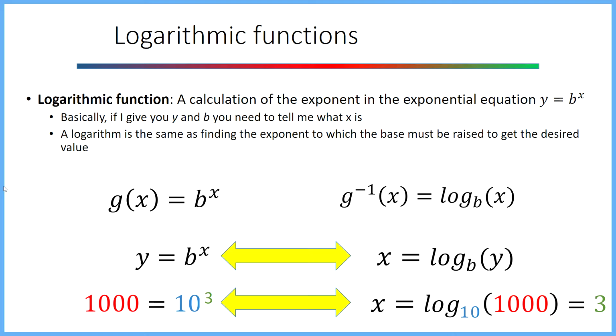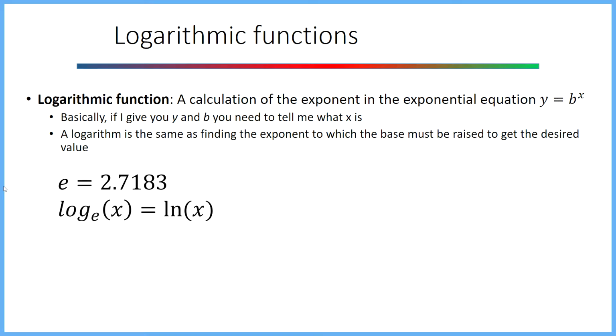The other number that is very commonly used is e. E is a special number in math, like pi. E equals 2.7183. Log base e is used so frequently that we have a special name for it. We refer to log base e as the natural logarithm, and we write it ln of x. The reason for this special status for the value 2.7183 is its relation to exponential growth.